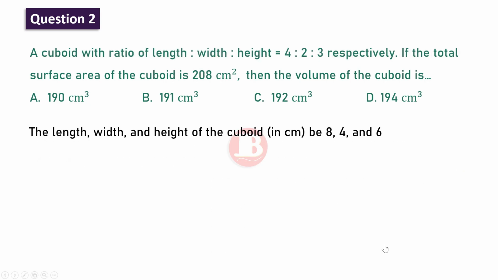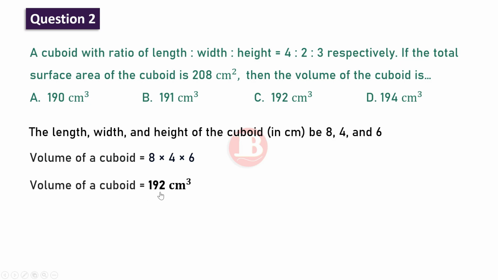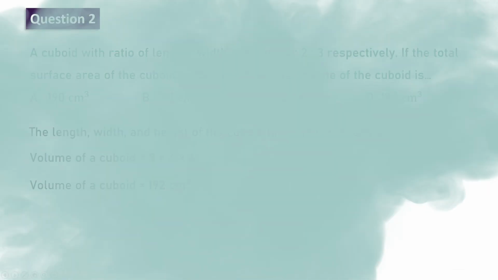The length, width, and height of the cuboid, in centimeter, are 8, 4, and 6. Volume of a cuboid equals 8 times 4 times 6. Volume of a cuboid equals 192 cubic centimeter. So, the answer is C, 192 cubic centimeter.